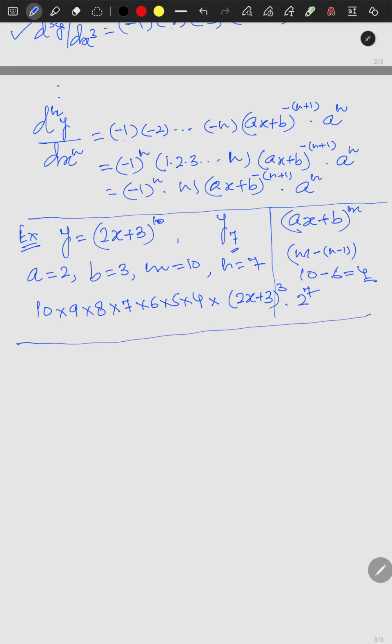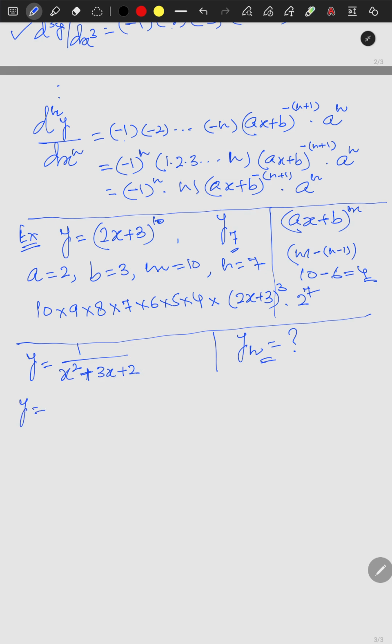Now next we discuss another example on this. Let's say we are having 1 upon x square plus 3x plus 2, and we need to find out the nth derivative of this function. Okay, so as we can see, here we are having a quadratic term in the denominator.